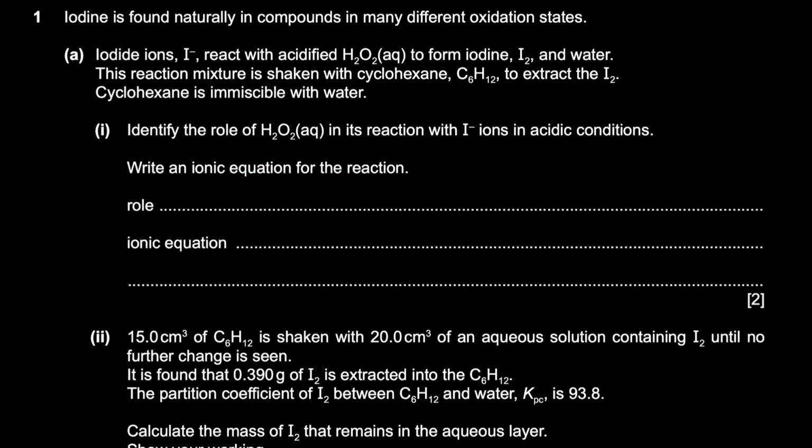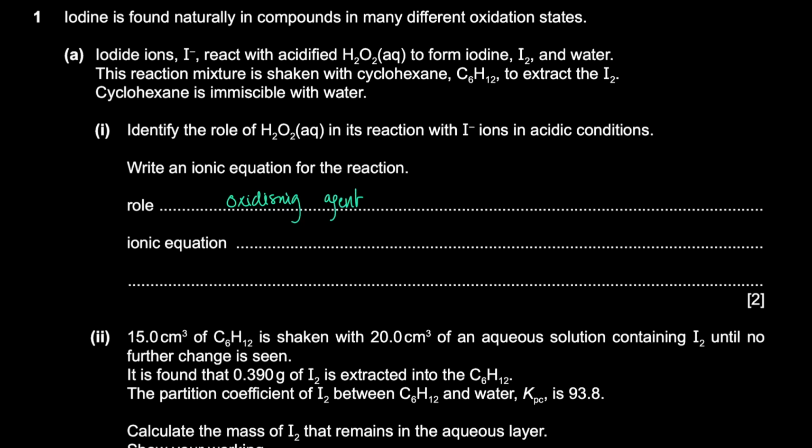So what's the role of hydrogen peroxide over here? Iodide ions are being converted into iodine. So what's hydrogen peroxide doing? The oxidation state of iodide is going from -1 to iodine, that's 0. So that means that iodide is being oxidized. So hydrogen peroxide is acting as an oxidizing agent.